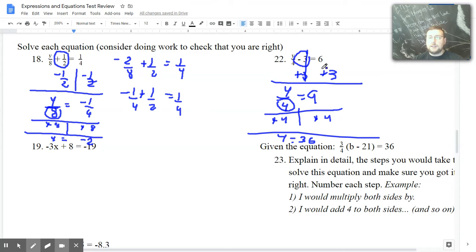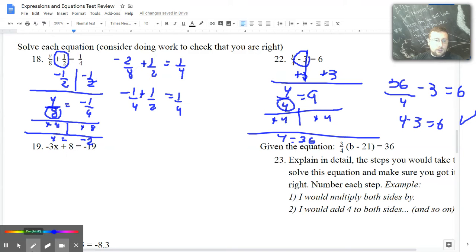And that's my answer. And once again, I can check to see if that's right by doing 36 divided by 4 minus 3 and seeing if I get 6. 36 divided by 4 is 9. 9 minus 3 is 6. So I know I did this right. And then I can go to the next one.